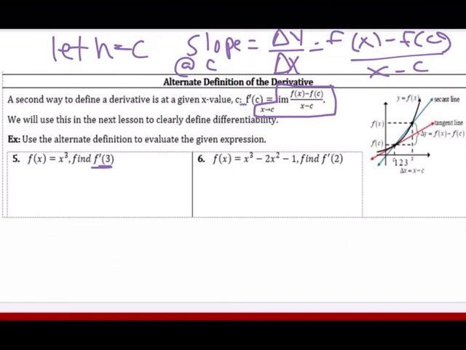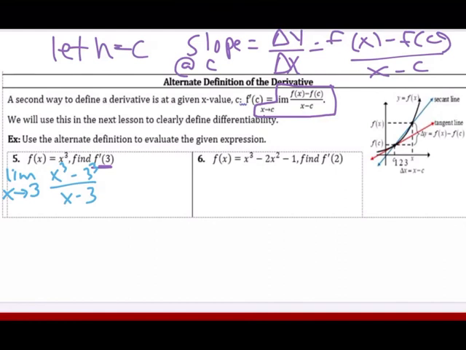So you are using this when you are specifically only being asked to find the derivative at a particular value, not to represent the derivative as a function. So that's the key distinction between this and the formal definition. So let's go ahead and work through this.